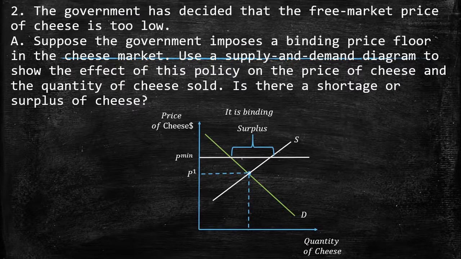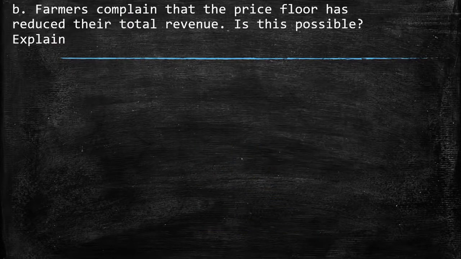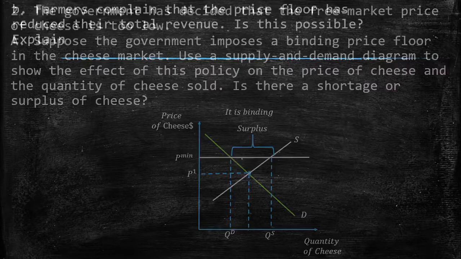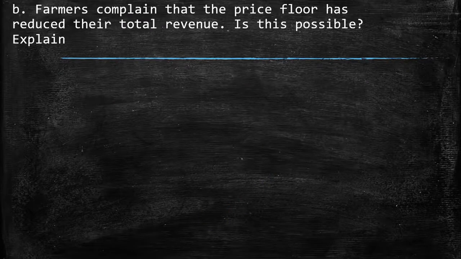The demand is going to be lower than at the original price because of the higher price. But at the same time, at this price, the suppliers have an incentive to offer more to the market. But at this price, only this quantity QD is going to be demanded, and this quantity is going to be offered. So this is called a surplus. Okay, so the next point says B.